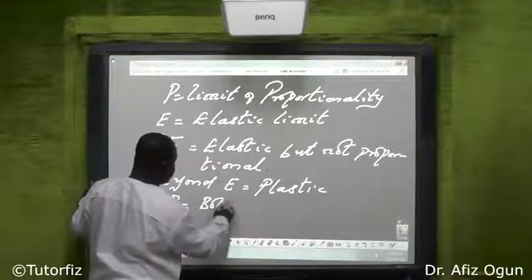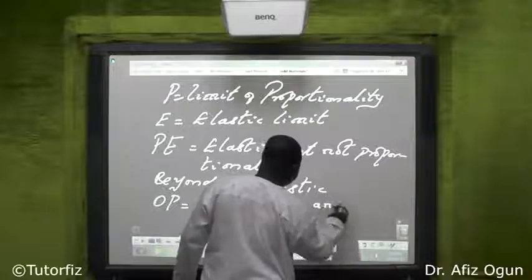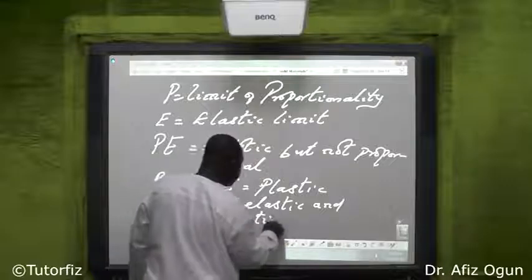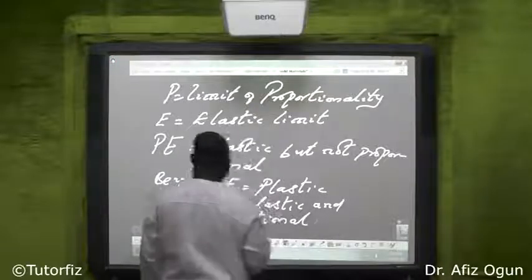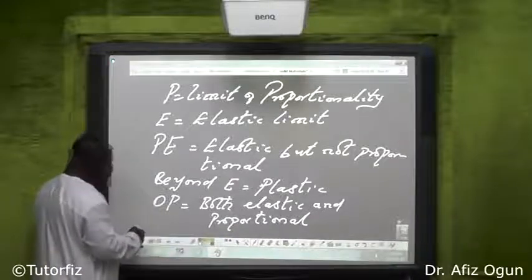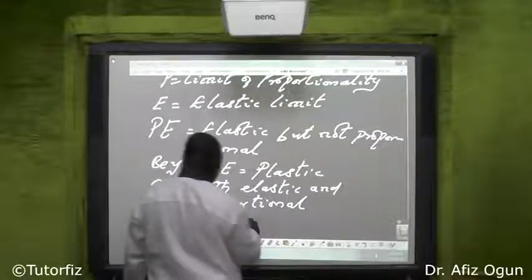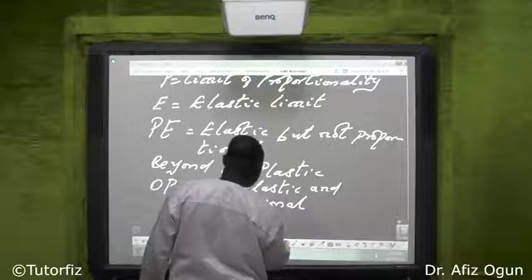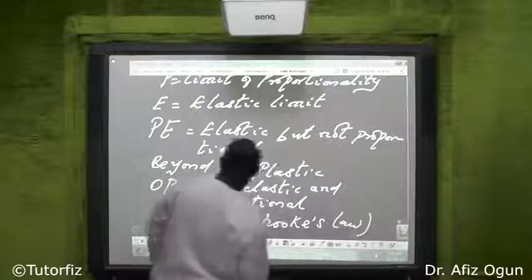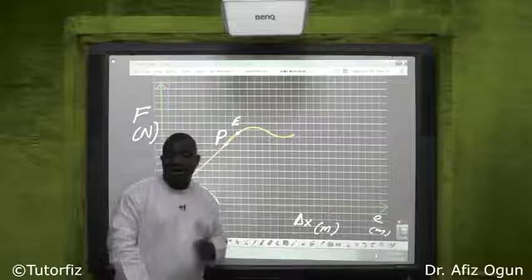Both elastic and proportional, and that place obeys Hooke's law. That is the part OP that obeys Hooke's law. So beyond that part, it is no longer proportional.